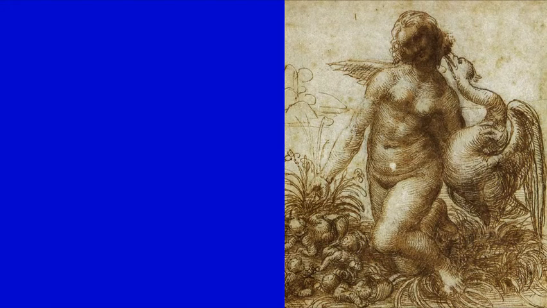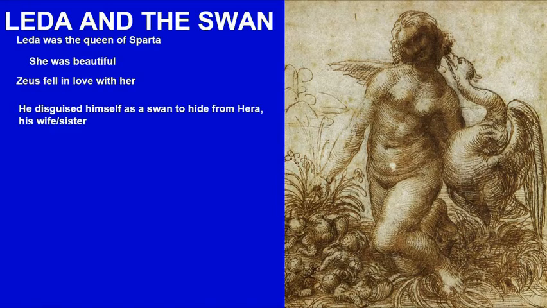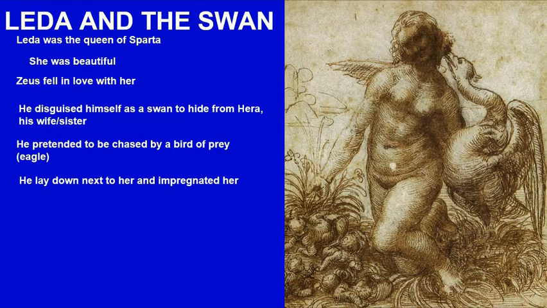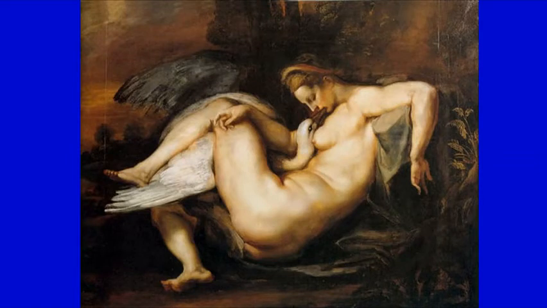All right, guys, do you remember when we looked at Leonardo da Vinci and his sketchbooks and we saw this picture, and I told you the story of Leda and the swan? Leda was the queen of Sparta and she was beautiful, and Zeus fell in love with her and disguised himself as a swan to hide from Hera, his wife's last sister. He was pretending to be chased by an eagle and he laid down next to her and impregnated her. Later that night, Leda also lay down with her husband, the king of Sparta, and one of the children they had was Helen, the same Helen from Helen of Troy. That started the Trojan War. I told you the story so that I could introduce this painting by Rubens. This is the story of Leda and the swan, and this is Rubens' painting of Leda with the swan.